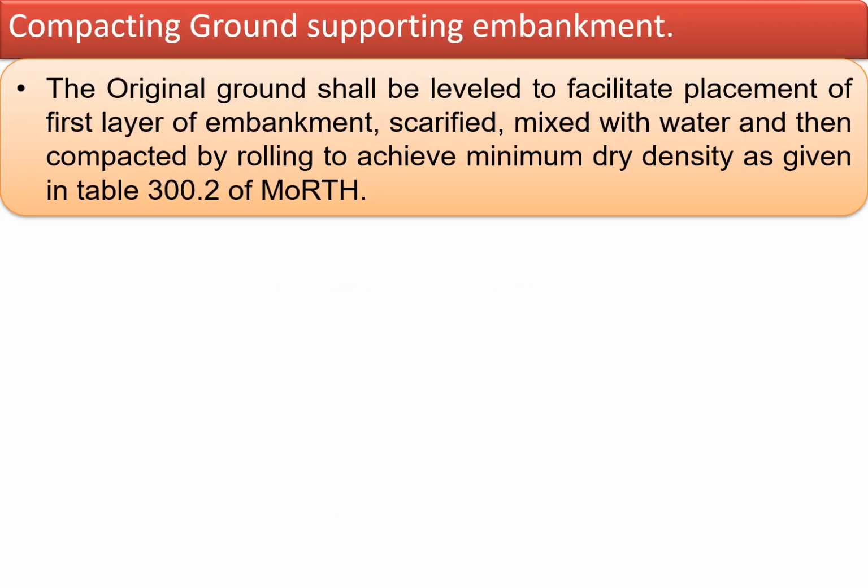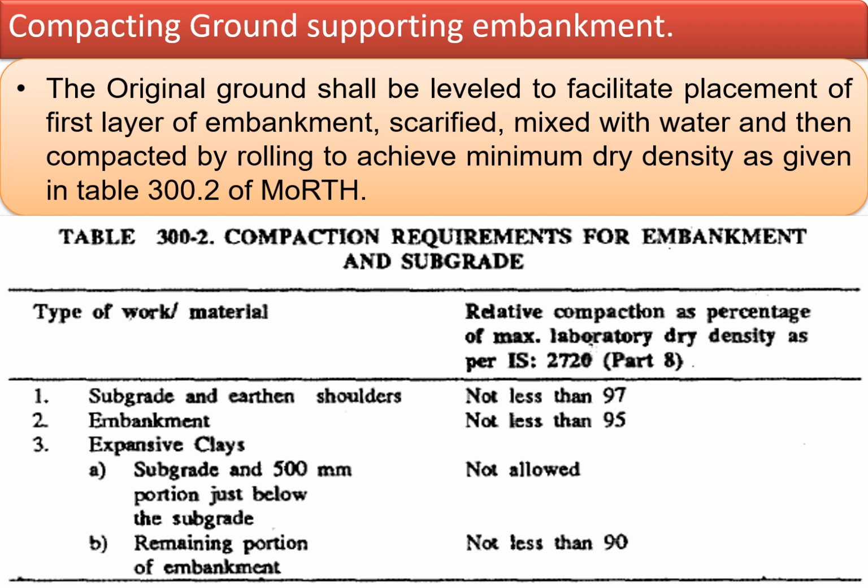The original ground shall be leveled to facilitate the placement of the first layer of embankment, scarified, mixed with water and then compacted by rolling to achieve the maximum dry density as given in Table 300.2 of MoRTH. For subgrade and earthen shoulders, the compaction required is not less than 97%. For embankment works, the compaction requirement is not less than 95%.